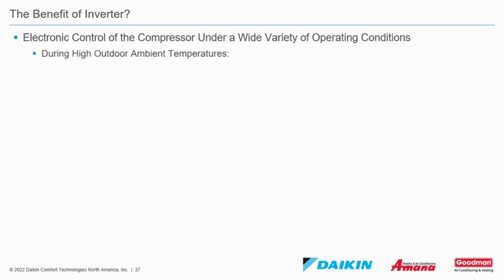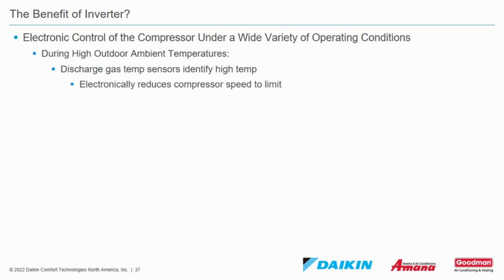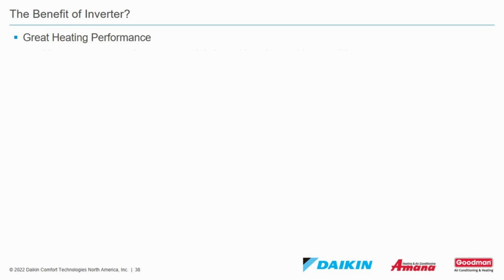During high outdoor ambient temperatures, the discharge gas temperature sensors identify high temperatures. Electronically reduces compressor speed to limit high side pressure and energy consumption. It reduces energy usage at peak conditions. It also provides great heat performance. It allows the compressor to increase speed during cold outdoor ambient conditions.